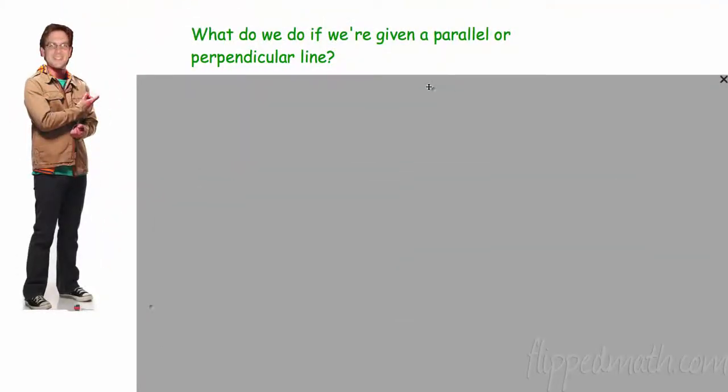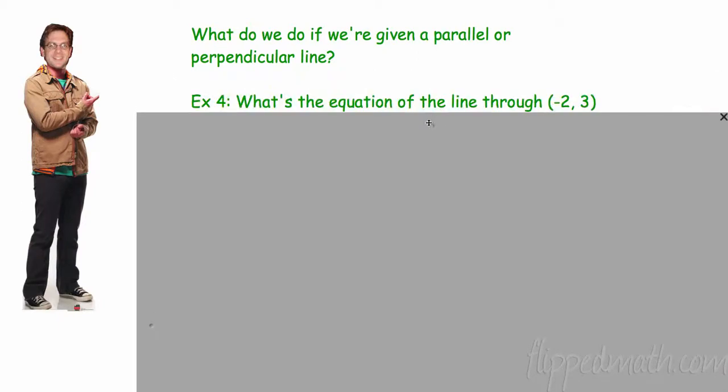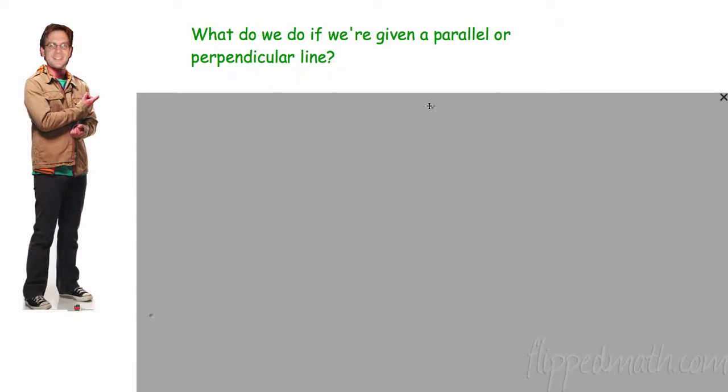Alright, what if we're given parallel or perpendicular lines? Couple reminders. We know that parallel slopes are the same. In other words, m1 equals m2. So if I gave you a line and you knew the slope, it would be that line. And then for perpendicular, what's true? If you have m1, it's going to be the inverse, right? The negative reciprocal. We're going to put it over 1.